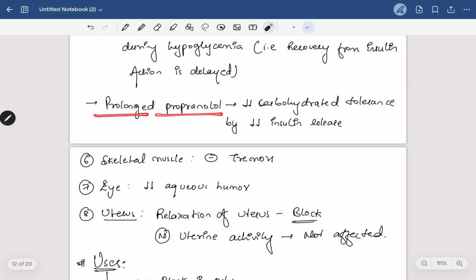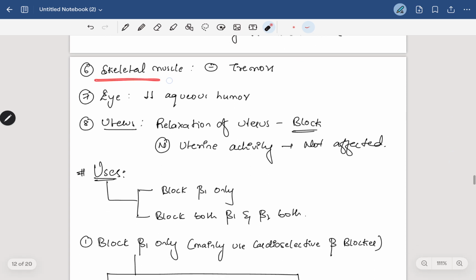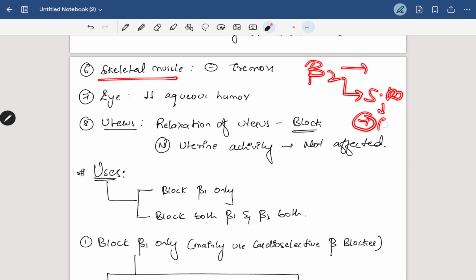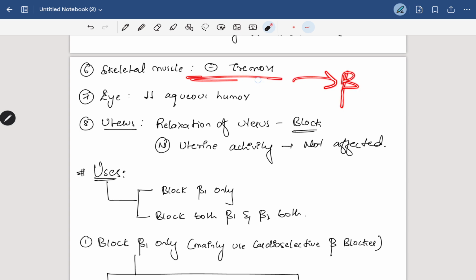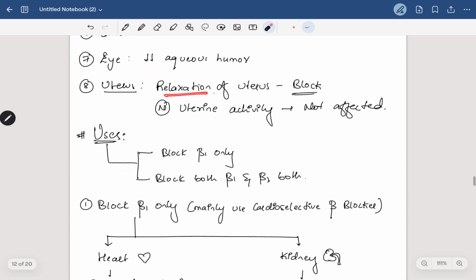Moving on, prolonged propranolol use will lead to decreased carbohydrate tolerance by decreasing insulin release. The next organ we have to look at is skeletal muscle. I told you, beta 2 acts on smooth muscle and skeletal muscle. In skeletal muscle, it used to stimulate tremors. Now, because we are giving beta blockers, the tremors are inhibited. In eyes, there's reduced production of aqueous humor. In uterus, the relaxation of the uterus is blocked. Normal uterine activity is not that much affected.